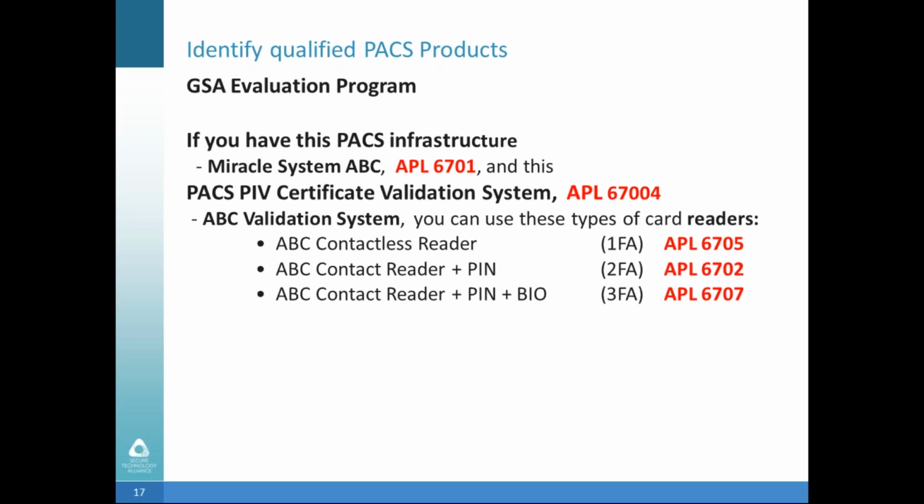So when you go to the approved products list, you've got basically three types of equipment that you're going to be looking for the approval number for, and they deal with the PACS infrastructure, like the server, the app, the control panels. Then you're going to look for the certificate validation system that you'll want to use, and there's an APL number that goes with that. And then obviously you'll be looking at the readers, depending on how many factors and how you want to deploy the system. Next slide, please.